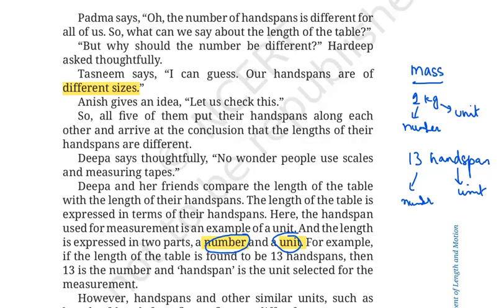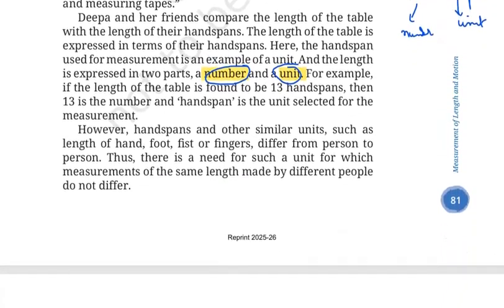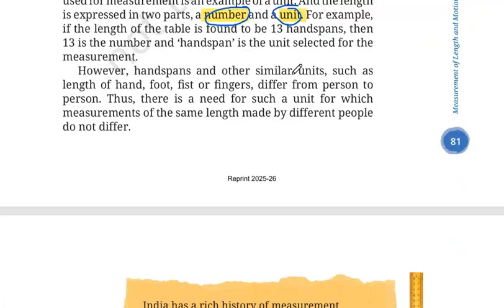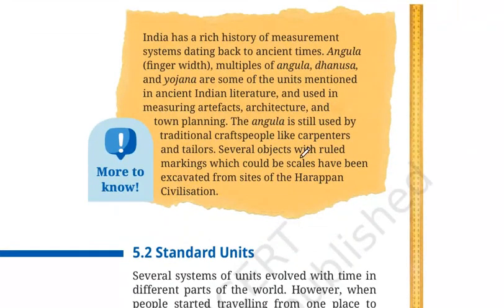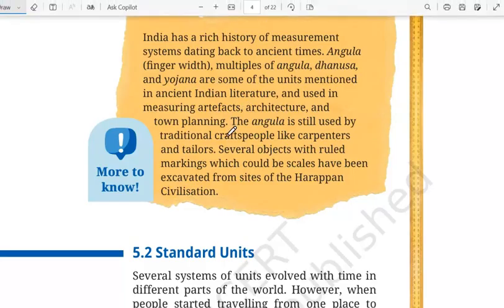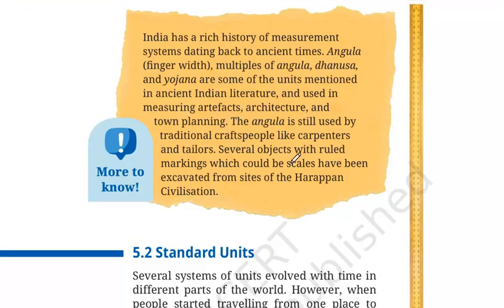All right, I hope you all are understanding everything. However, handspans and other similar units such as length of hand, foot, fist or fingers will differ from person to person because the sizes are different. Thus, there is a need for such a unit for which measurements of the same length made by different people do not differ. So now we need something that even when different people use it to measure, the answer remains the same. You have a little bit here under 'more to know', which we may discuss at the end of the chapter.